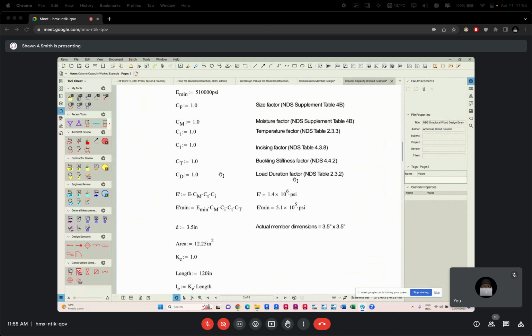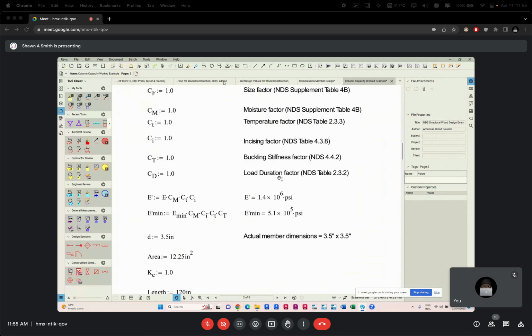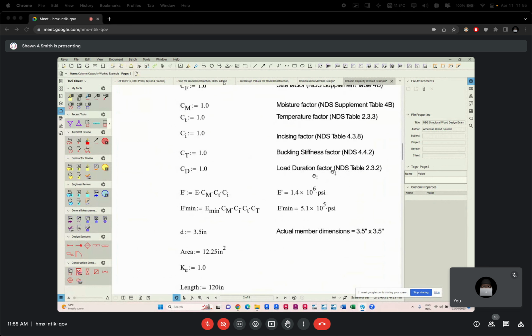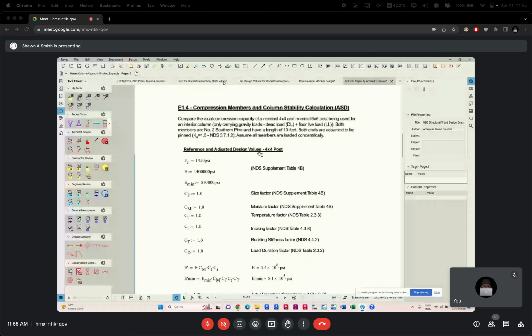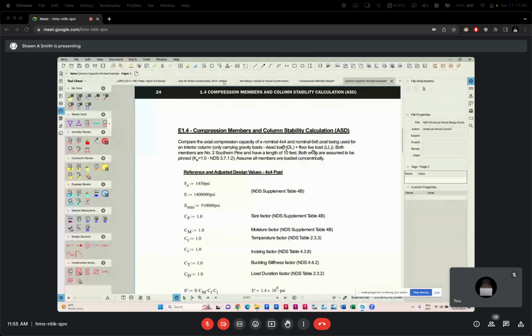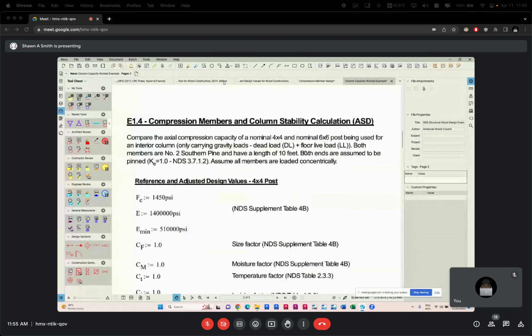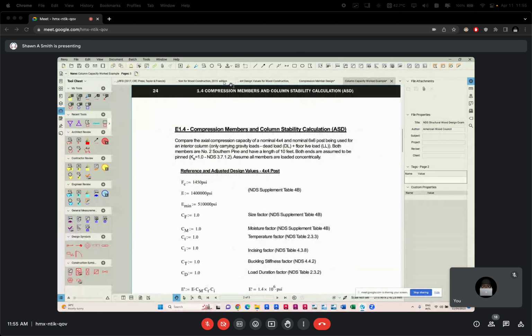Load duration factor, CD, and that's NDS table 2.3.2. Okay, fine. So load duration factor is dependent on the load. We have 2 loads, live and dead load, right? So the live load, and it says you should use a larger factor. So the live load is going to dominate.